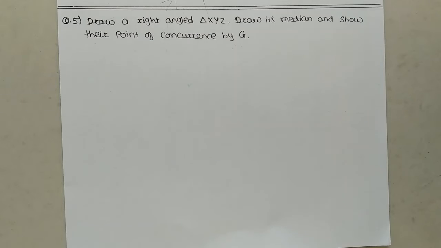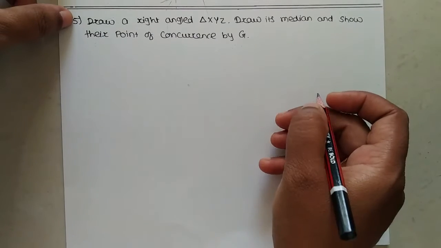Next question, question number 5. Draw a right angle triangle XYZ. Draw its medians and show their point of concurrence by G. Okay, we have to show the concurrence point here, that is G. And which type of triangle is there? That is a right angle triangle.